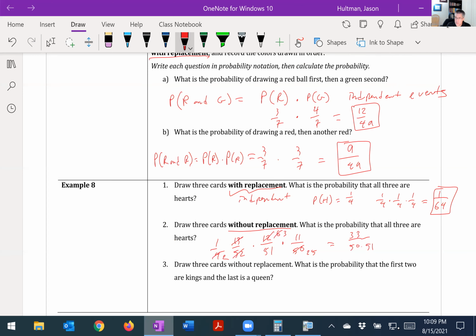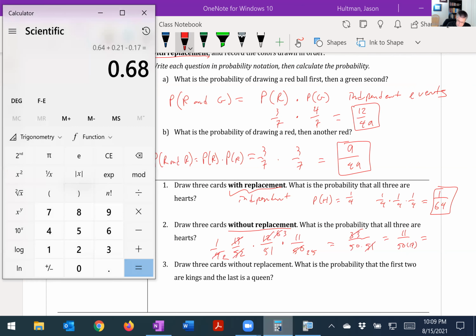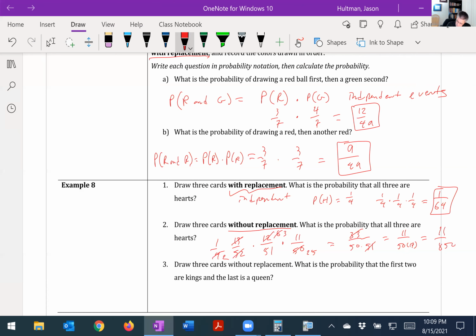But 51 is divisible by 3. So I can divide this by 3 and that by 3. So that becomes 11 over 50 times 17. So 50 times 17 is 850. So this is 11 over 850. That's reduced.